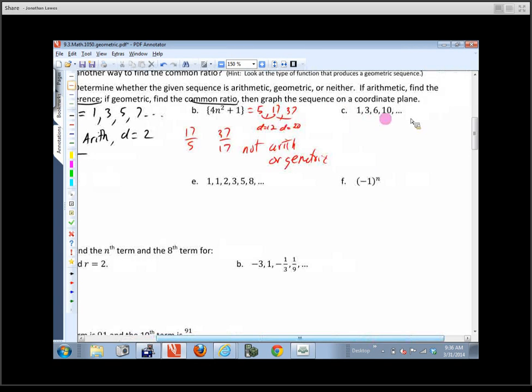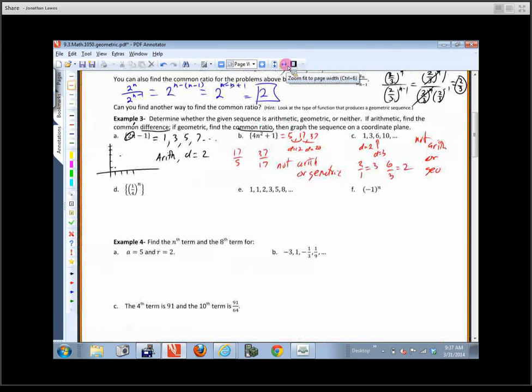Okay, this one doesn't give us a formula, but let's take a look at it. We've got 1, then 3, then 6, then 10. Okay, the difference is 2 right here. The difference is 3 right here. We can stop right there, not arithmetic. Is it geometric? It's not geometric either. 3 over 1 makes a 3. 6 over 3 makes a 2. It's not arithmetic or geometric. Okay? Don't have a formula, but we can spot through the pattern by checking the differences and the ratios to see whether or not it's arithmetic or geometric.